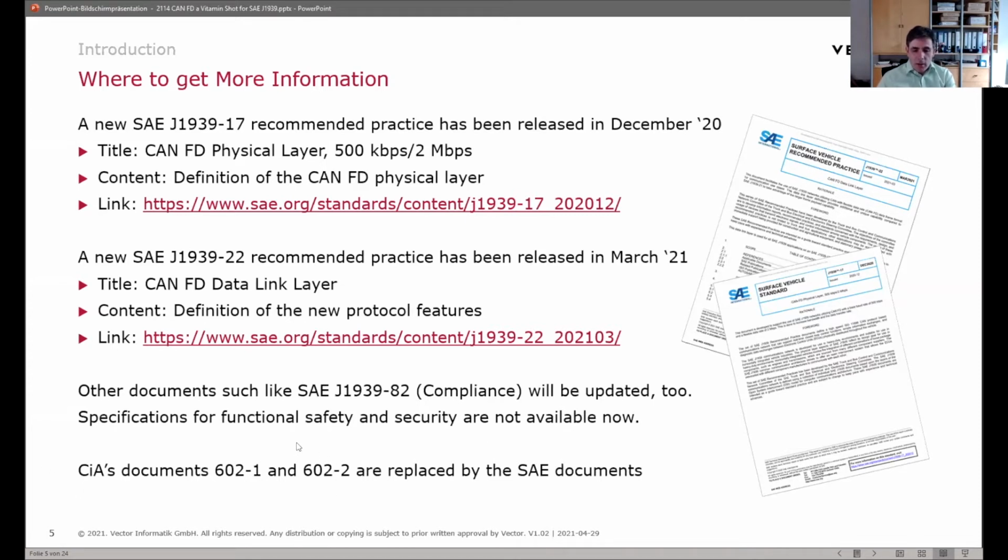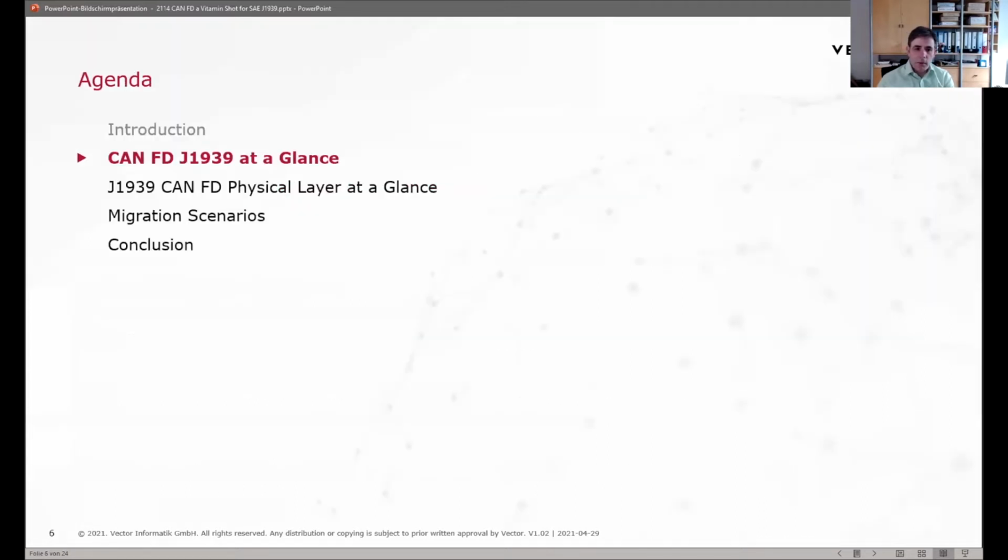Other documents, so if you look at the history a little bit, the initial development of those protocols started within the CiA, and then once in a while it has been handed over to the SAE committee. So the previous documents from CiA 602-1 and 602-2, which cover pretty much the same as here, but at an earlier stage, will be replaced by the SAE documents. So please check out the SAE documents. Those are really the documents now that count in the truck and bus world. Okay, so this is the introduction.